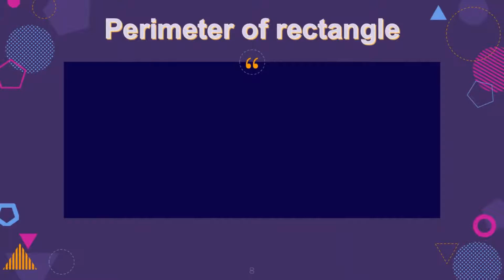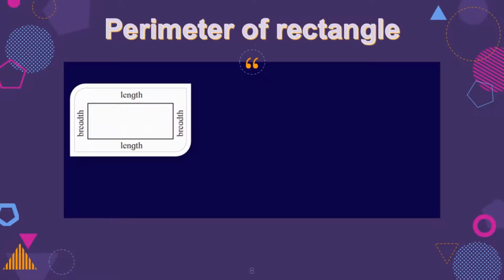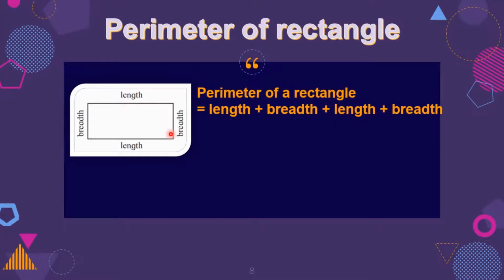Let us learn the formula to find out the perimeter of a rectangle. We know that perimeter of any figure is equal to the sum of length of all its sides. A rectangle has 4 sides, so we write perimeter of a rectangle is equal to length plus breadth plus length plus breadth.